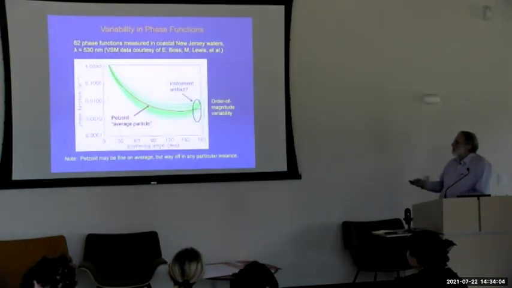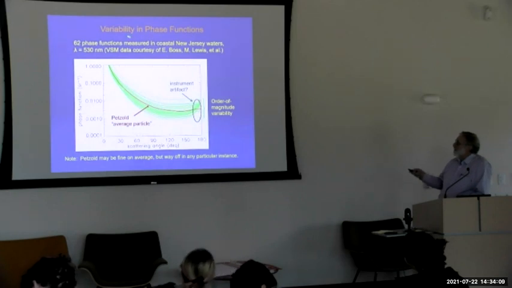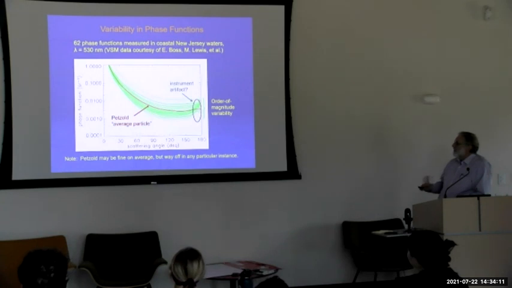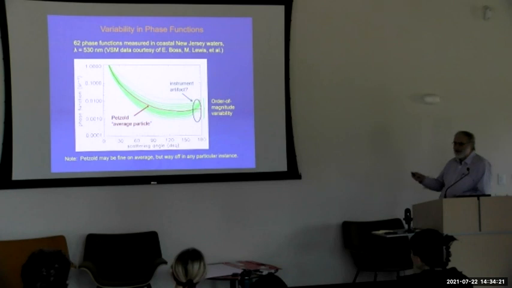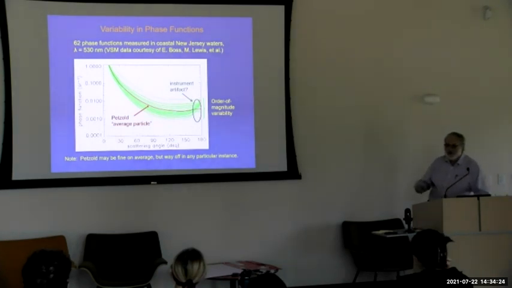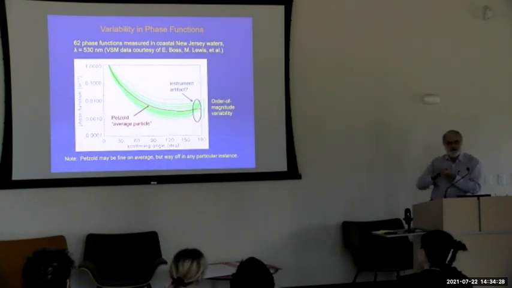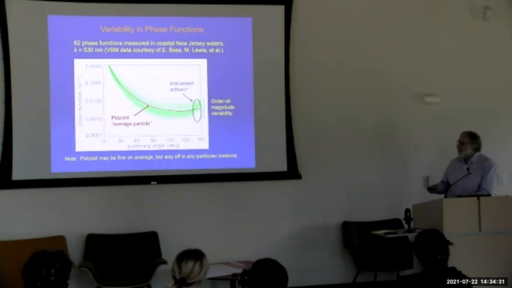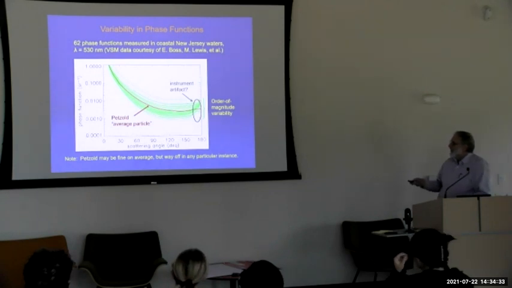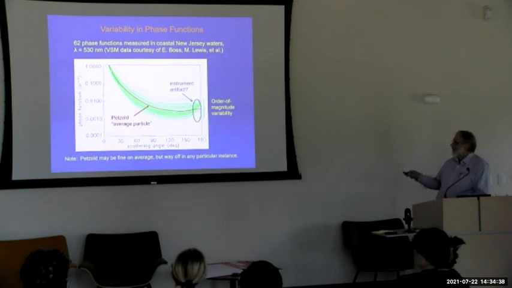Well, here's a bunch of data collected by Professor Voss. This was off the coast of New Jersey. This was 530 nanometers. Here's a whole bunch of measured phase functions. And then the red curve is this Petzold average particle phase function. So you take all the Petzold measurements, you subtract out pure water, and then you average what you have left, and people created this average particle phase function. Well, you can see on average, it's pretty good. It goes right down the middle of the data.